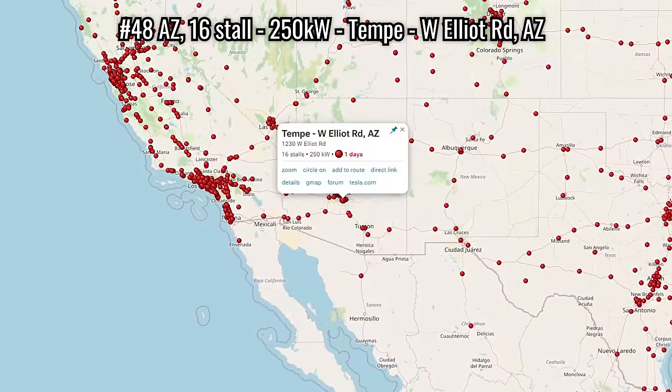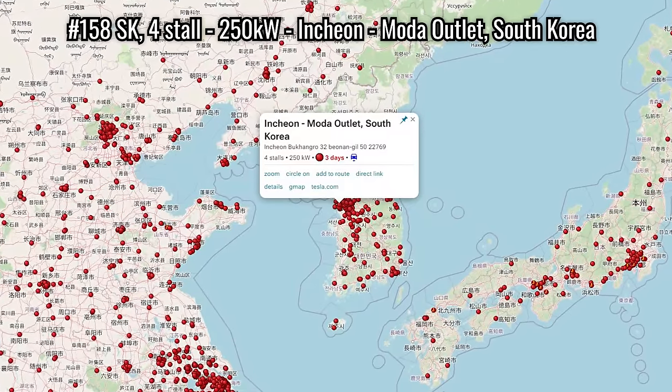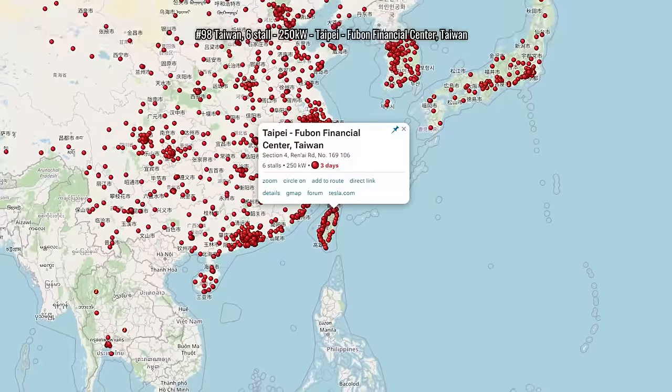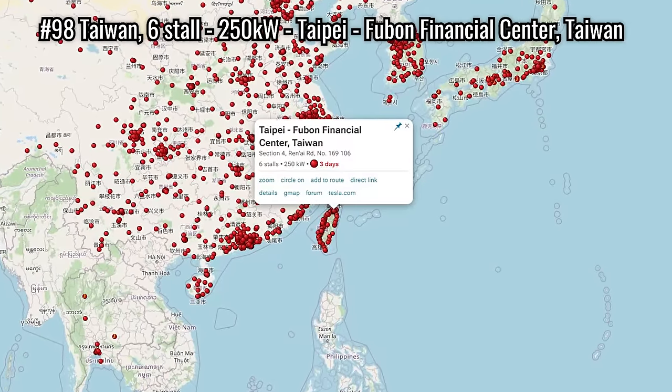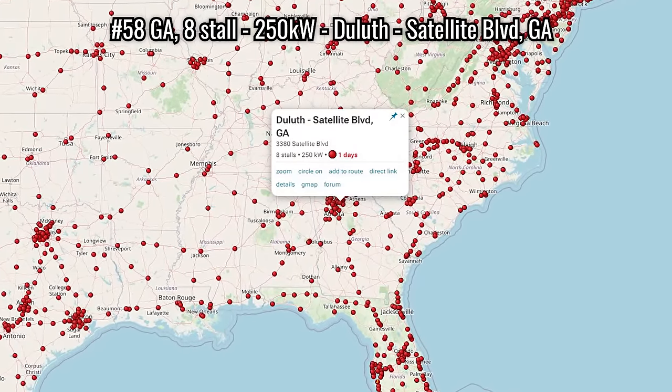Number 48 in Arizona is the 16 stall in Tempe, Arizona. Number 158 in South Korea is the 4th stall in Incheon. Number 8 in Arkansas is the 12th stall in Conway, Arkansas. Number 98 in Taiwan is the 6th stall in Taipei. Number 58 in Georgia is the 8th stall in Duluth at Satellite Boulevard, Georgia.